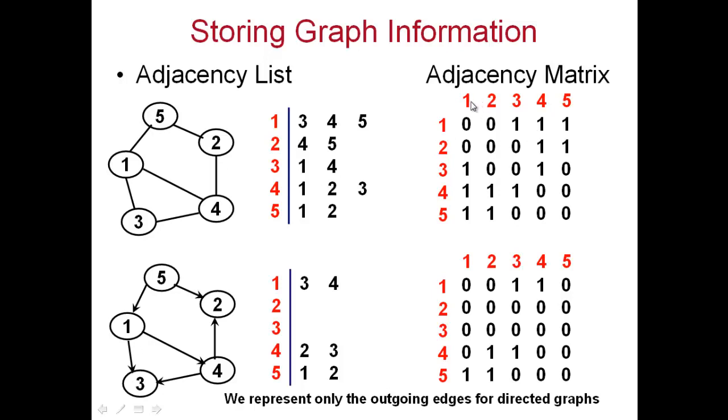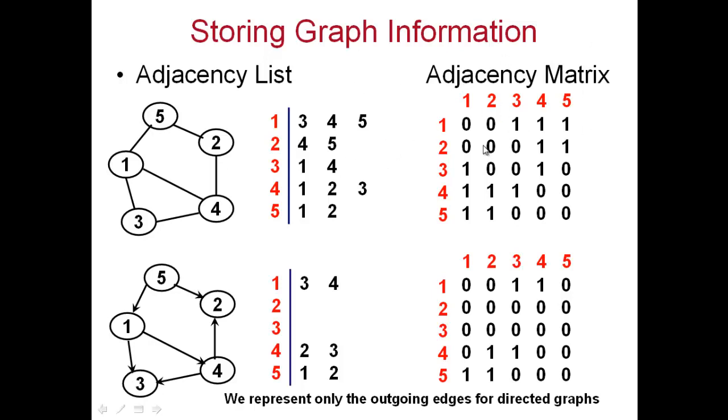Similarly, the entry for column 1 row 4 will be 1 because it's in both directions. So basically you look at the row ID and column ID and put a 1 in that cell. If there's no edge, say between 1 and 2, then for row 1 column 2 there is no edge, so the entry is a 0.